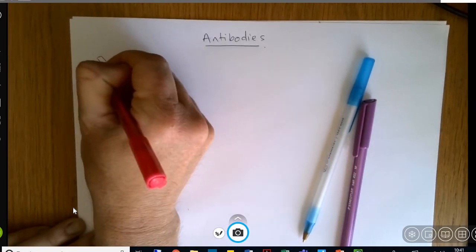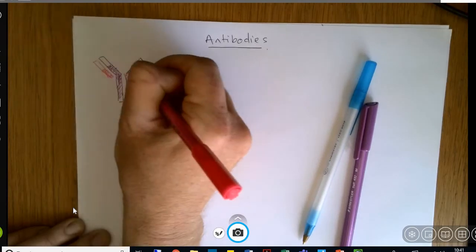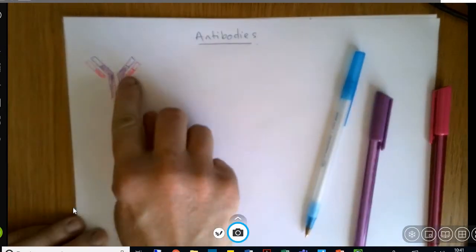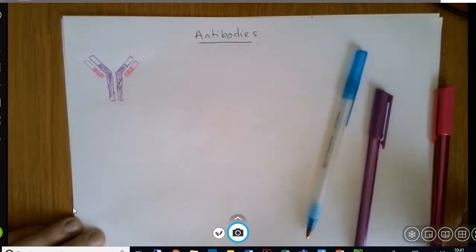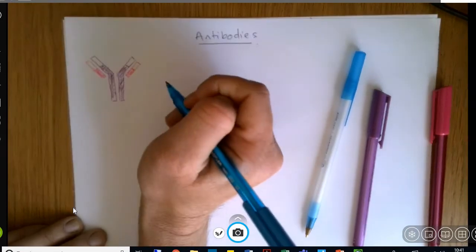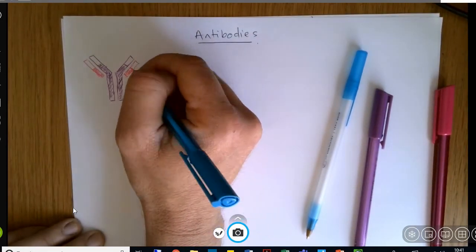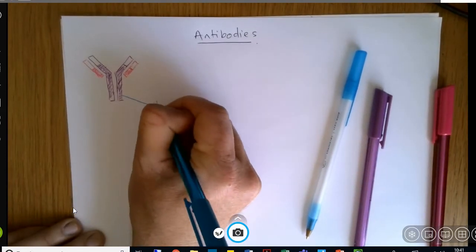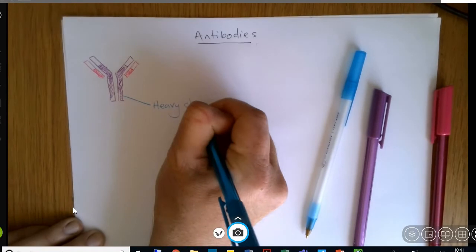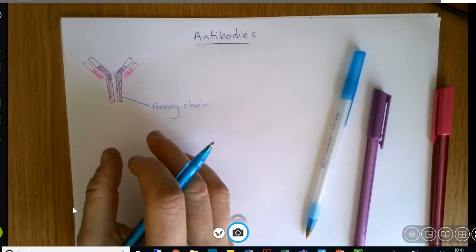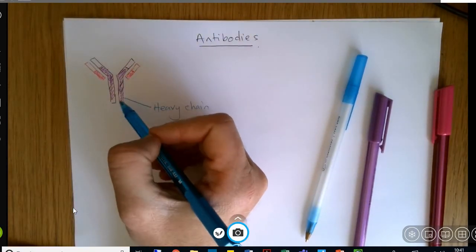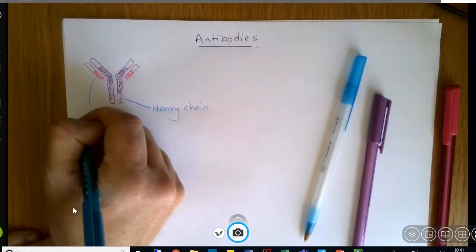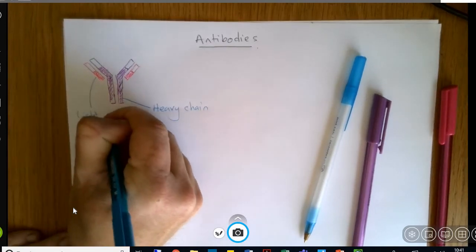Okay. Now it's important, you'll notice that I've marked out a break halfway along each of those chains. That's important. So a couple of features that we want to focus on first of all. These are what we call our heavy chains, simply because they are larger. They consist of more amino acids, and therefore we class them as heavy chains. And as you can imagine, these pink ones are the light chains.